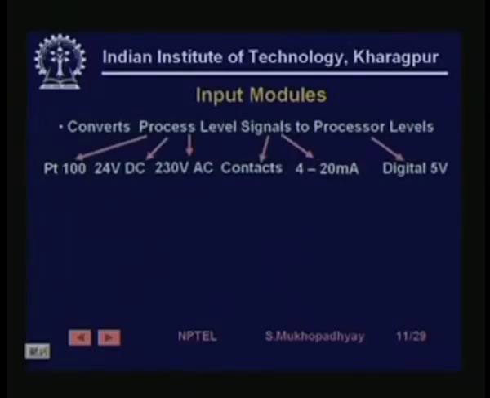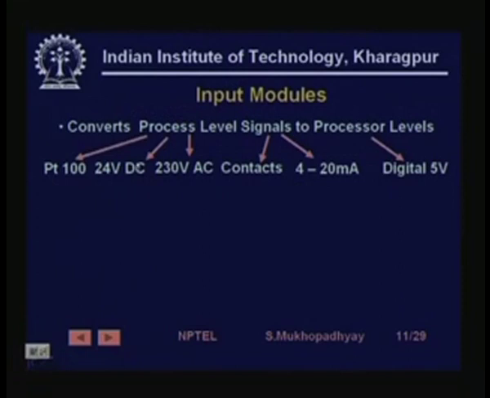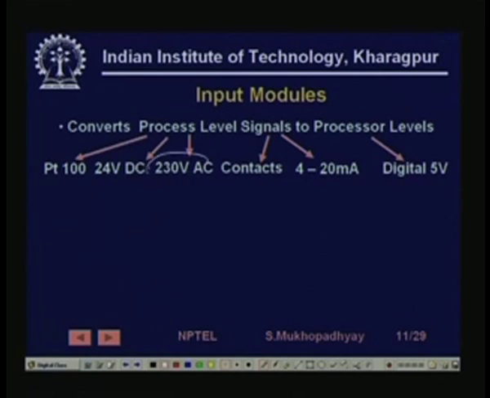So we look at input modules. Input modules basically convert process level signals to processor levels. So what do we mean by process level signals? Process level signals are signals which actually exist on the field. For example, they could be 24 volt DC signals or 230 volt AC signals, or even sometimes contacts, sometimes some RTD, platinum RTD, or could be a 4 to 20 milliampere current loop, the signals which actually come out of sensors and actuator devices.